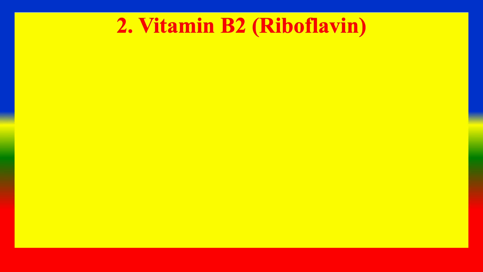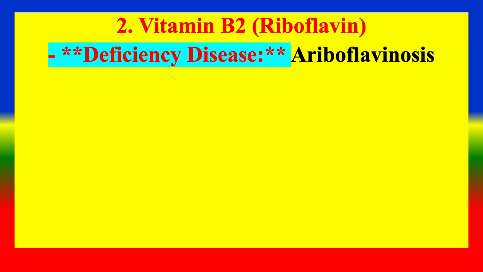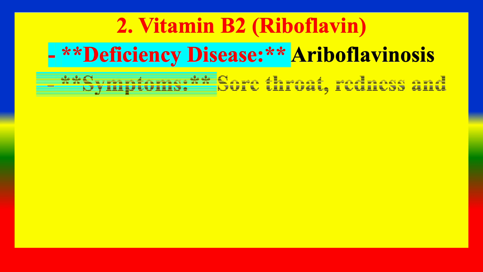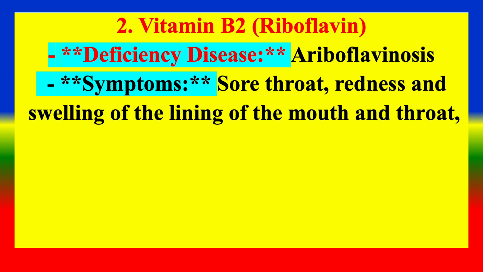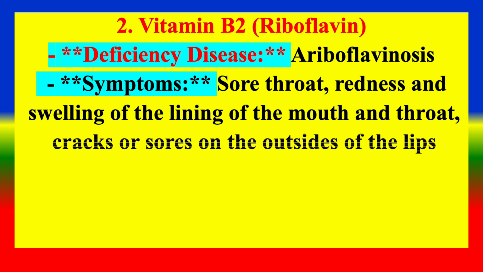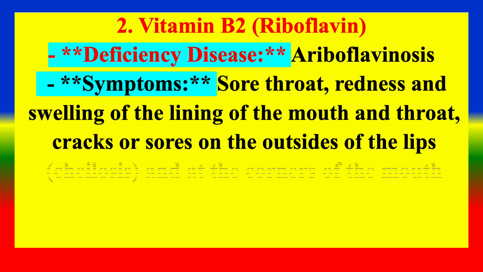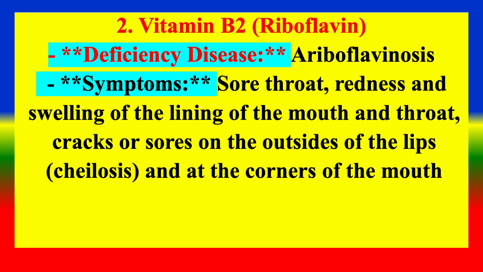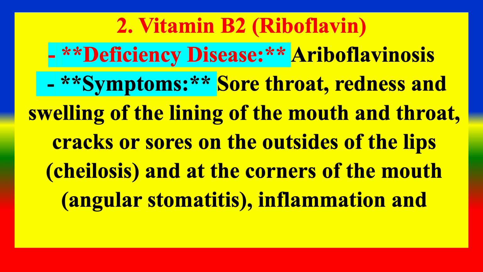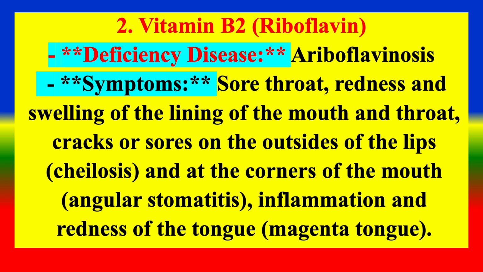2. Vitamin B2, riboflavin. Deficiency disease, ariboflavinosis. Symptoms: sore throat, redness and swelling of the lining of the mouth and throat, cracks or sores on the outsides of the lips and at the corners of the mouth, inflammation and redness of the tongue.